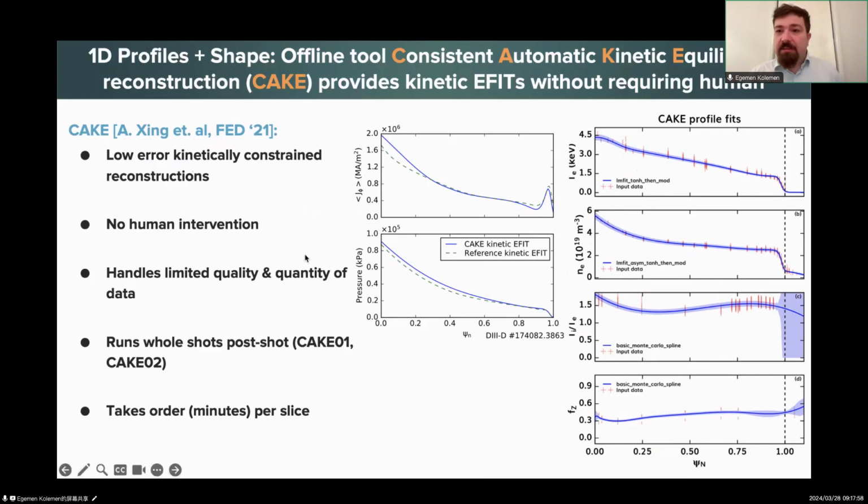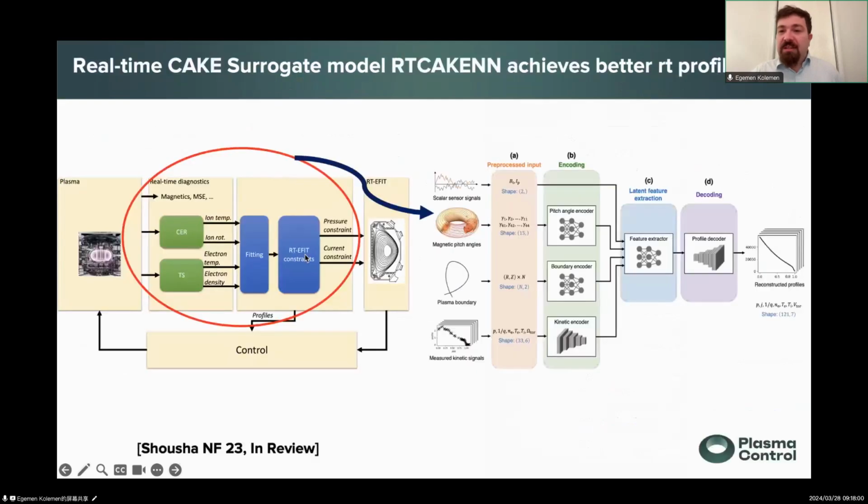This was done by Anthony. Then the easier part is making a surrogate model out of it. So this is cake here, and we made a surrogate model out of it. The details are machine learning, but you get all the profiles that you need. These are the 6 profiles, like the temperature and the density and so forth.